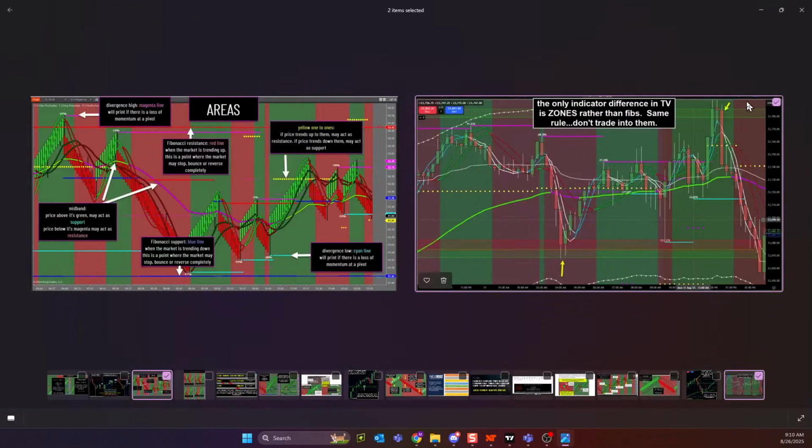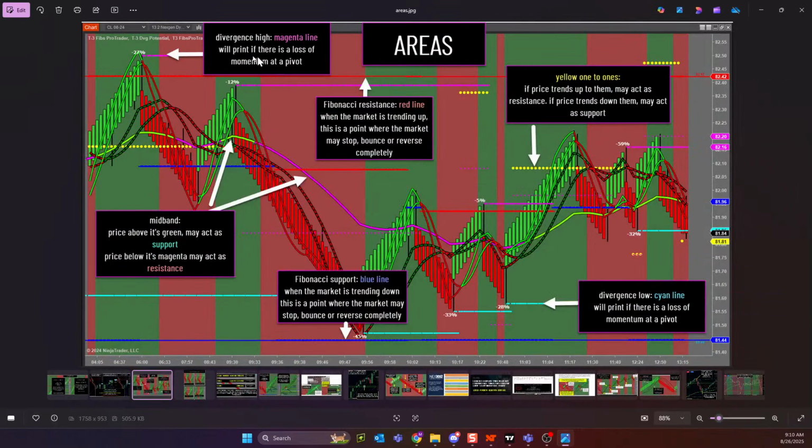You're going to see areas. So areas are horizontal lines on your large chart. Areas are where the large crowd is most likely to make decisions, guys. Areas can create bounces. Areas can stop trends. Areas can mess up forward progress. And they all have names.